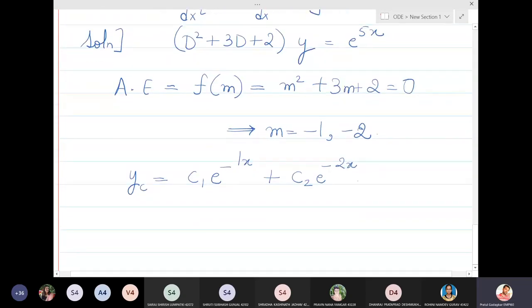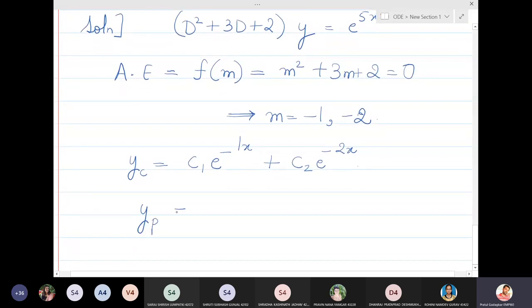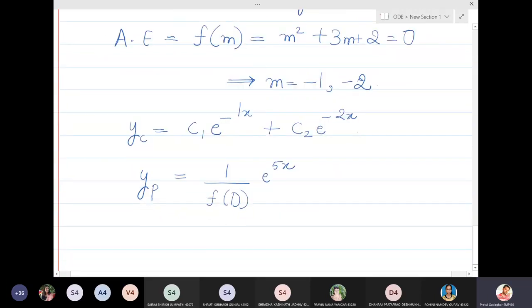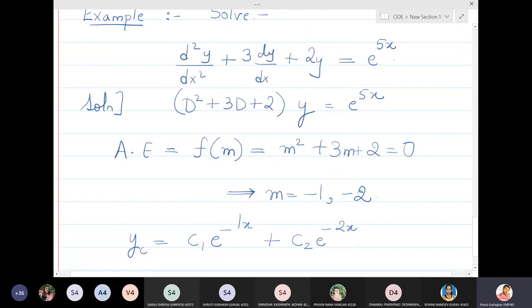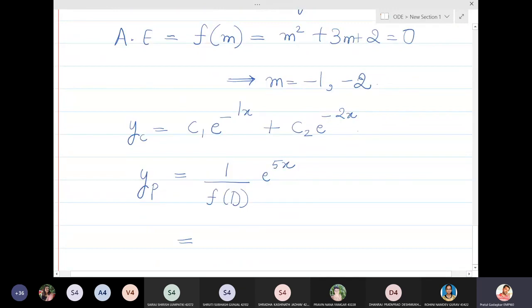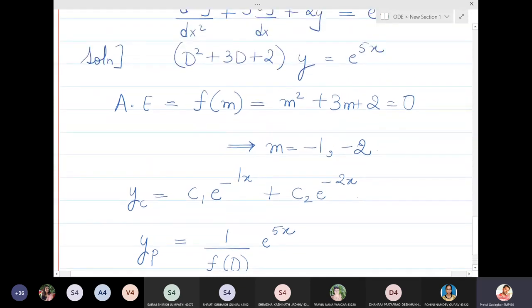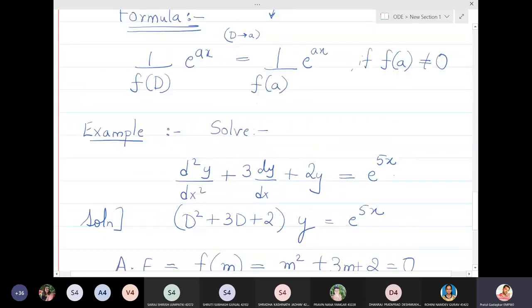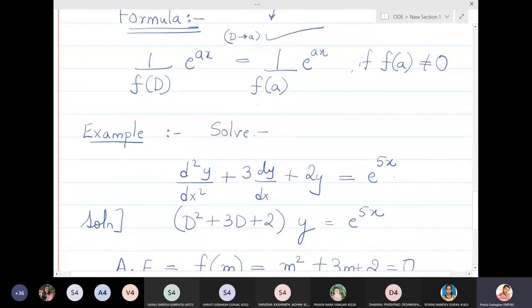Now, using the shortcut method, I find the particular integral. yp is equal to 1 upon f of d e power 5x. What is f of d? d square plus 3d plus 2. So it is equal to 1 upon d square plus 3d plus 2 e power 5x. So I've reached this step. Now I will use my formula. My formula says that if you have 1 upon f of d e power ax, you just replace your d by a.